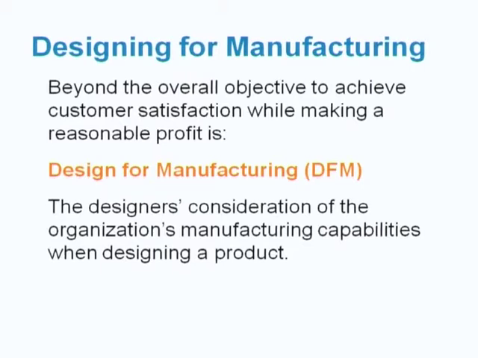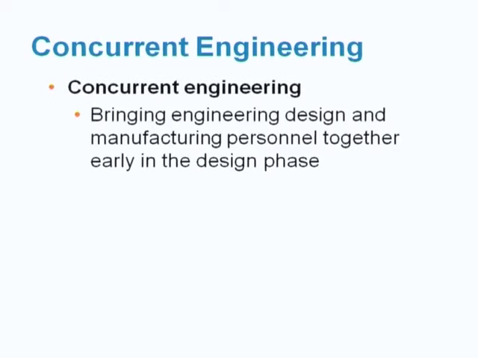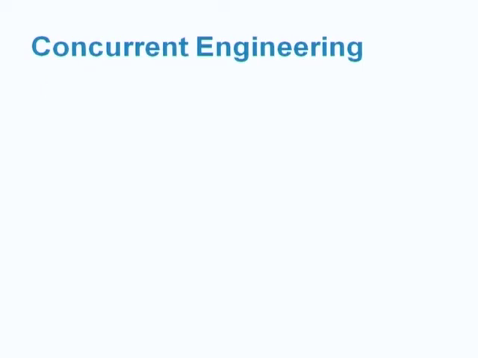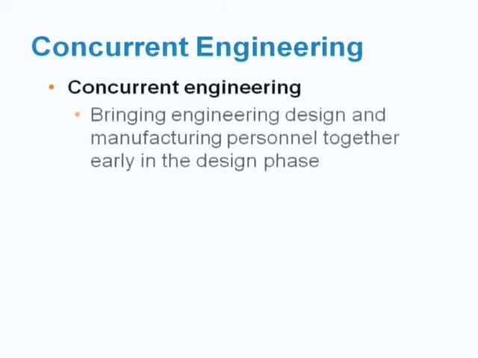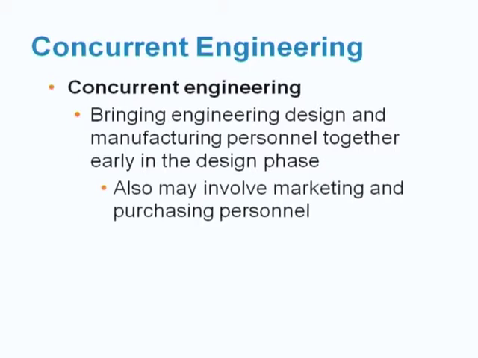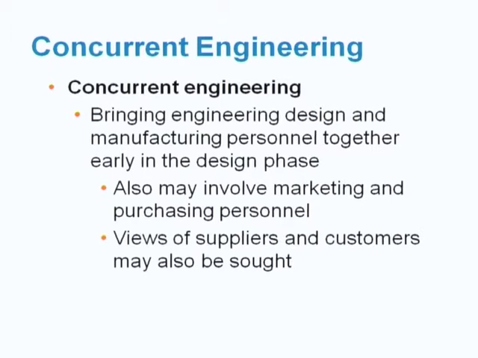Concurrent engineering. Also, it's good when we design a new product. Concurrent engineering is bringing engineering design and manufacturing people together early in the design phase. We also involve marketing and purchasing people because marketing people know what customers want, and purchasing people know what raw materials they can find from the market and what raw materials are expensive or cheap. We also get comments or views from suppliers and customers.